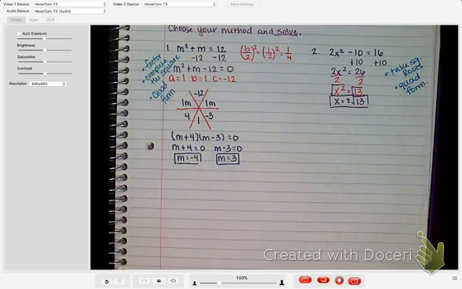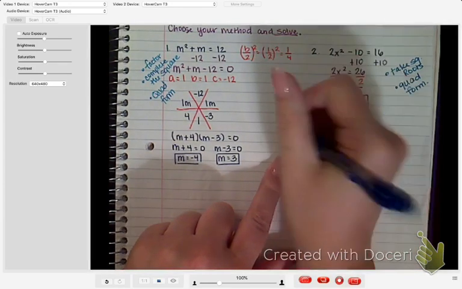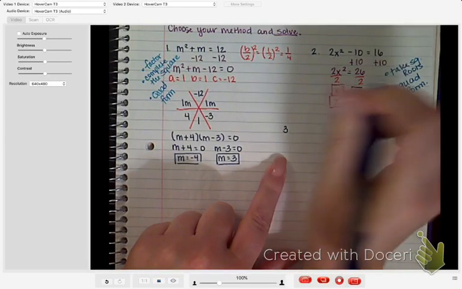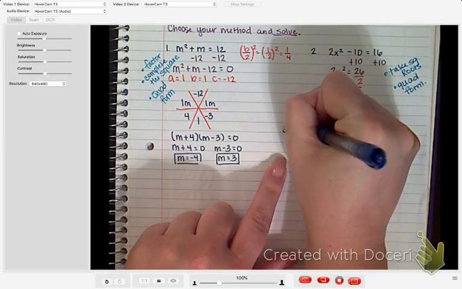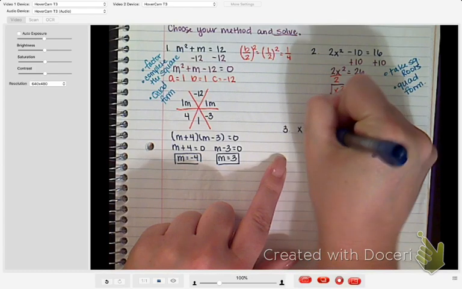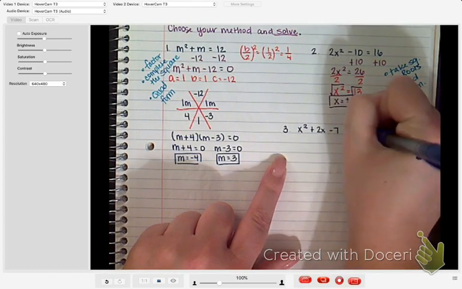Let's do one more. Let's look at x squared plus 2x minus 7 equals negative 4.